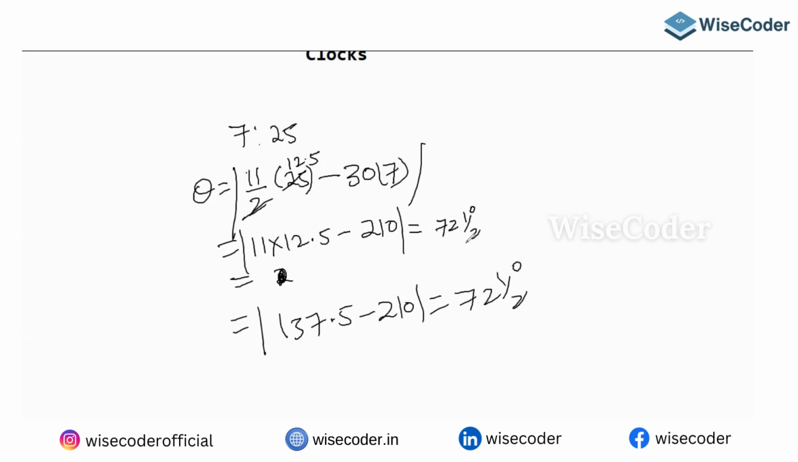When the time is 7:25, the angle is what? 72 1 by 2.